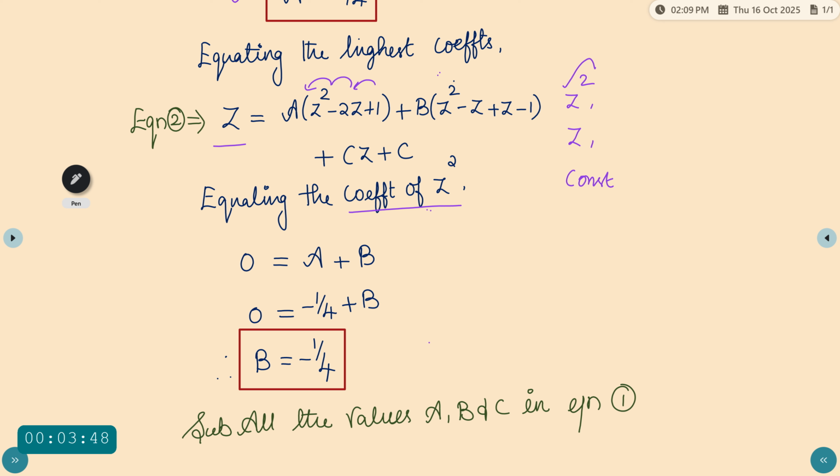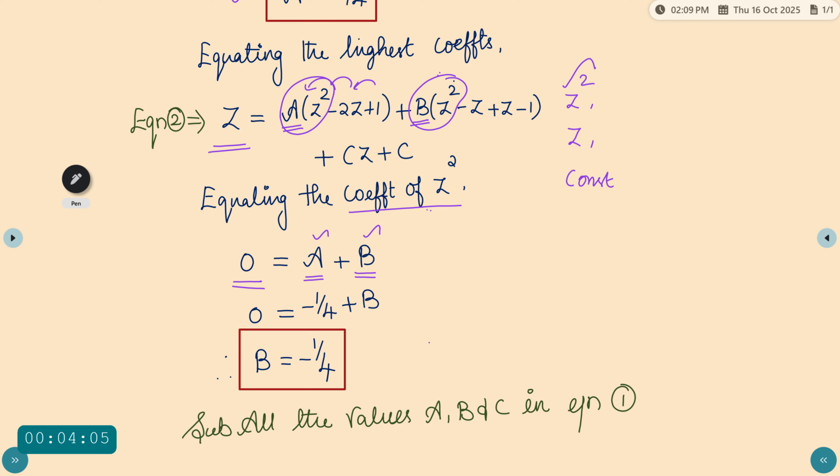So left hand side has no Z square term, so I am putting 0. Here one Z square term is A Z square, so the coefficient is A. Next, B Z square, so the coefficient is B. So I am writing B.